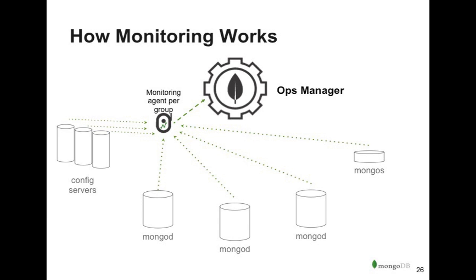So the cool thing is, monitoring agents, which are another kind of agent we have, can be installed via automation very easily. You don't have to worry about installing those separately. The monitoring agent, you just have to have one per group, and it will monitor all the MongoDB deployments in your group and send that data straight to Ops Manager. So this is just huge.